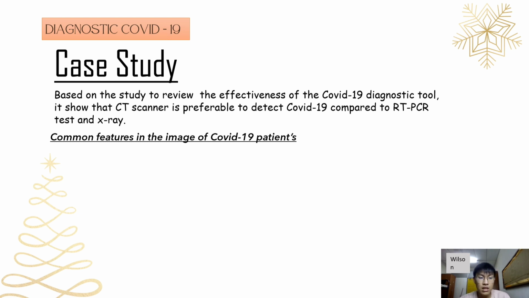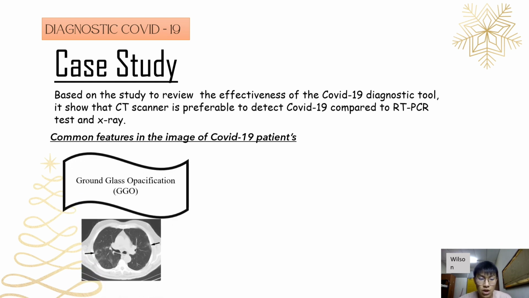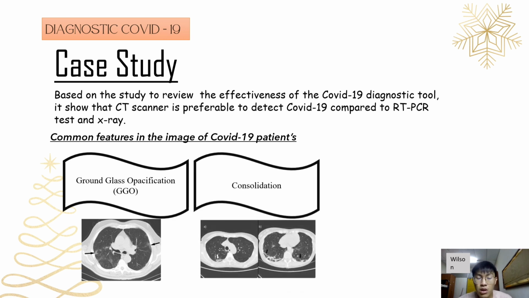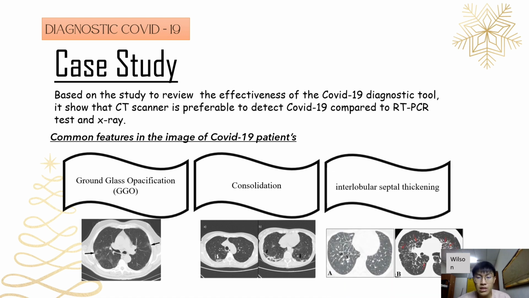The first feature is ground glass opacifications, which is GGO, which you can see as hazy in the image. The next one is consolidation. Lung consolidation occurs when the small air pathways in the lungs are filled by something else instead of air, such as water, blood, or pus. And the last common feature is interlobular septal thickening.